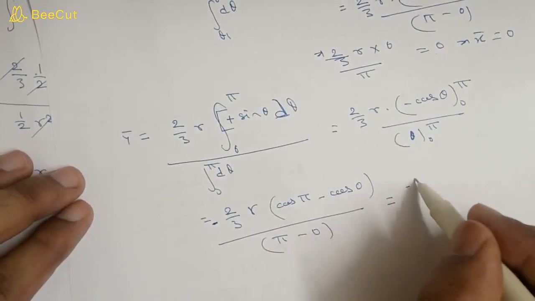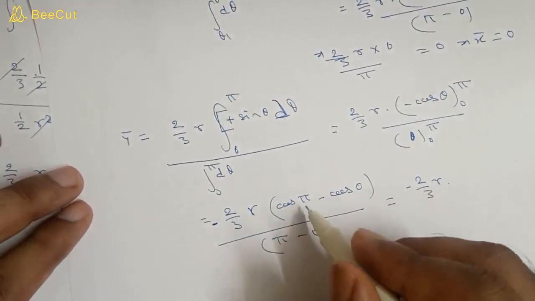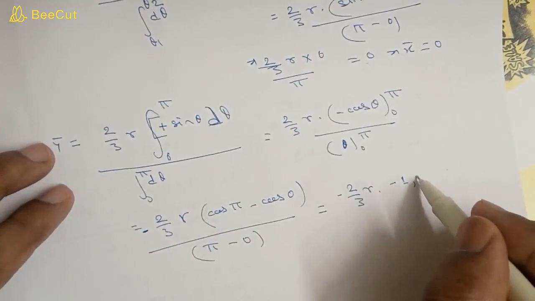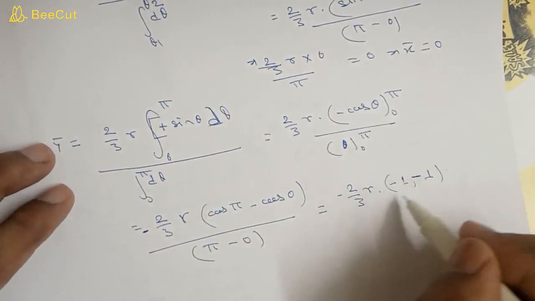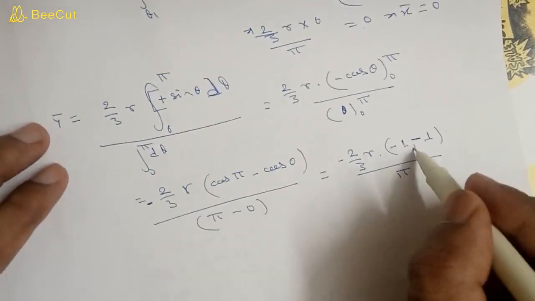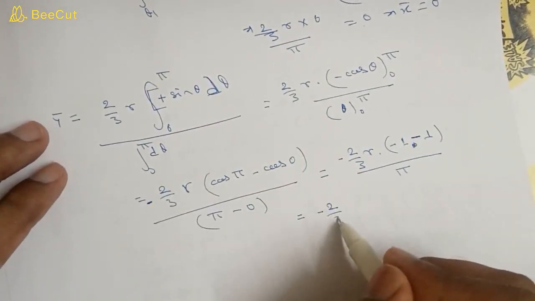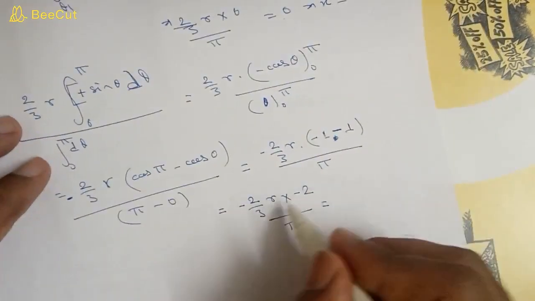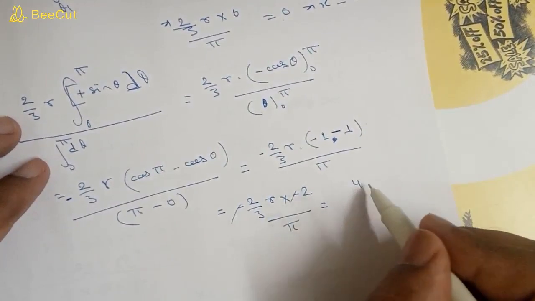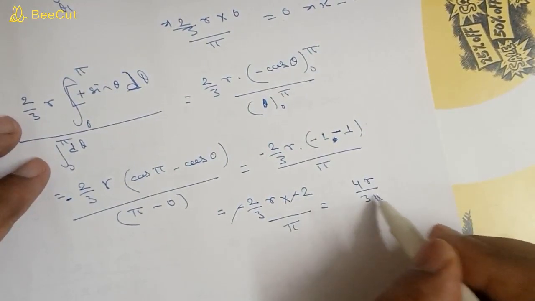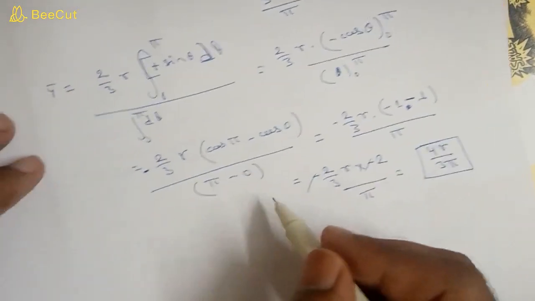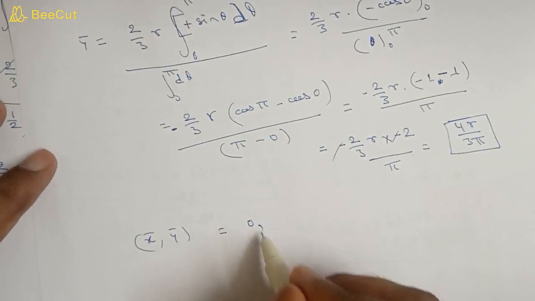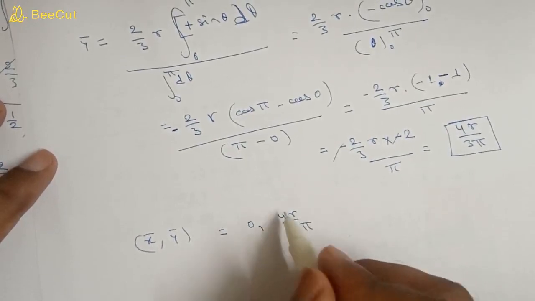So we will have minus 2 by 3 r into, cos pi is minus 1 and cos 0 is 1, so minus 1 minus 1, divided by pi. So we will have minus 2 by 3 r into minus 2 by pi, so minus minus becomes plus, 4 r upon 3 pi. This is y bar. So x bar, y bar, meaning the centroid of a semicircular area, will be 0 and 4 r upon 3 pi.